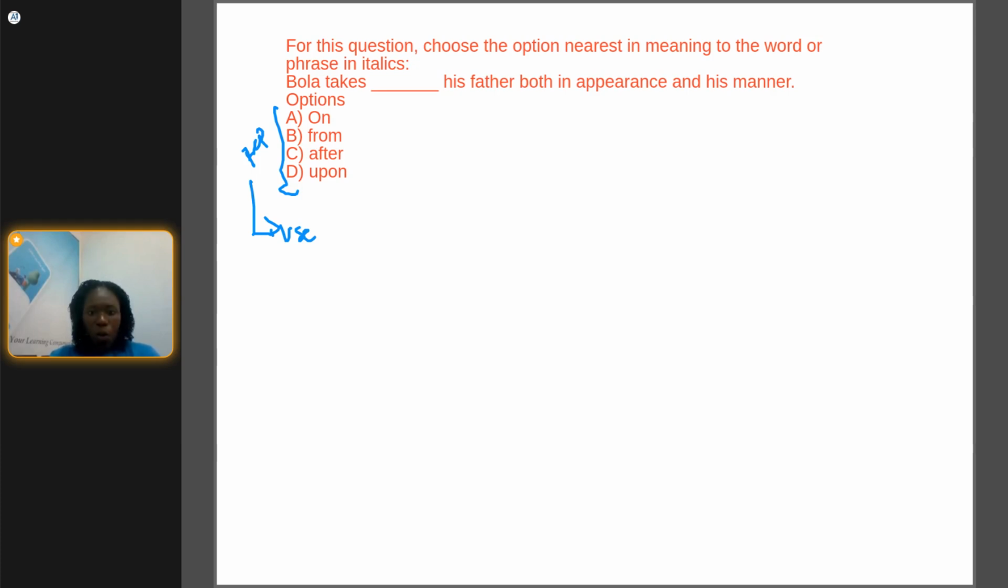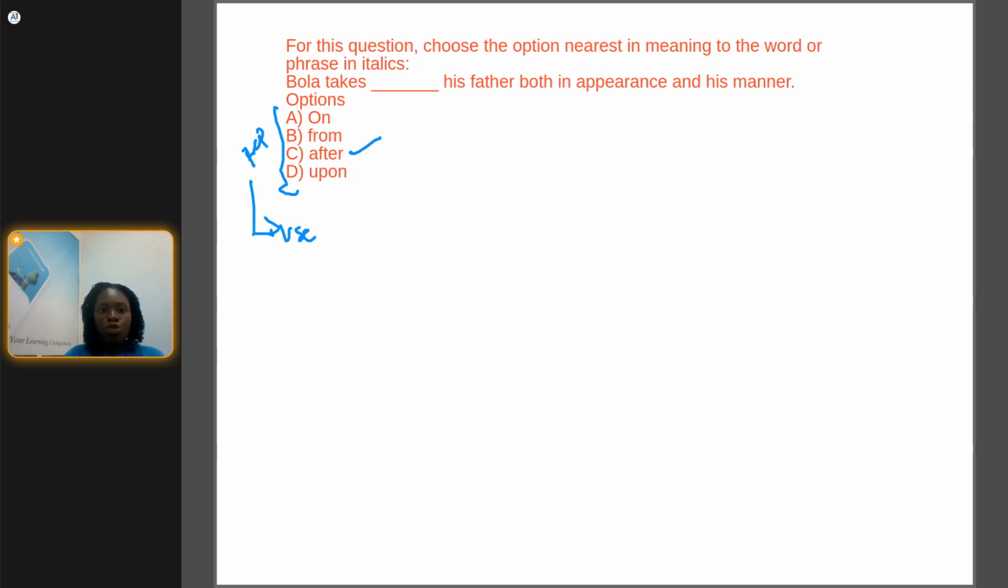All right. So to take after means to resemble someone in appearance. To take upon means to assume responsibility, which also doesn't match. So which matches? The one that matches is actually takes after, because that means to resemble. So Bola takes after his father, both in appearance. We're talking about Bola resembling his father.